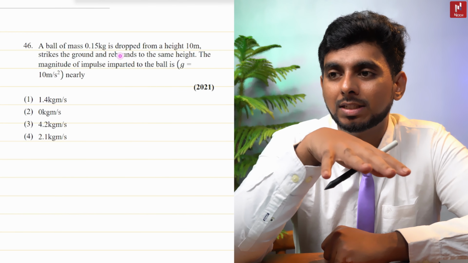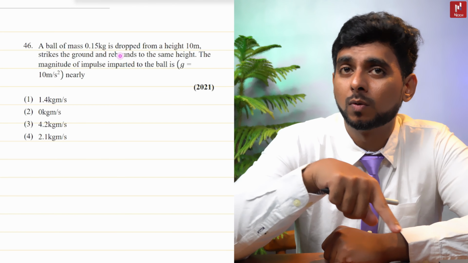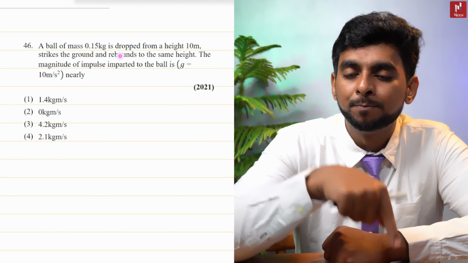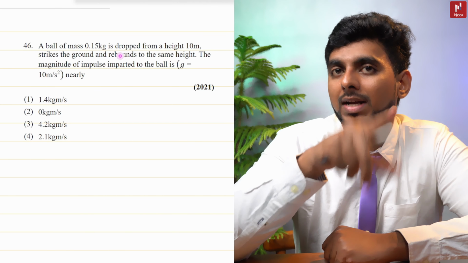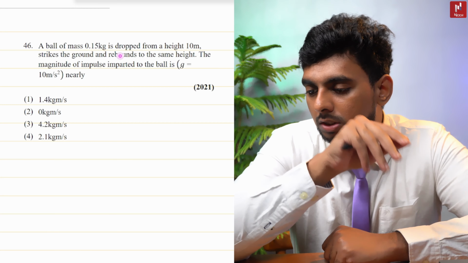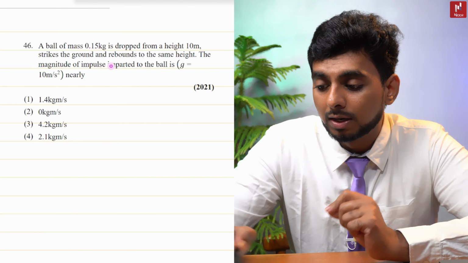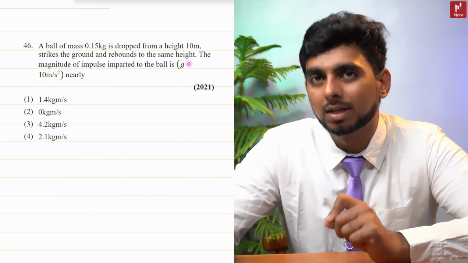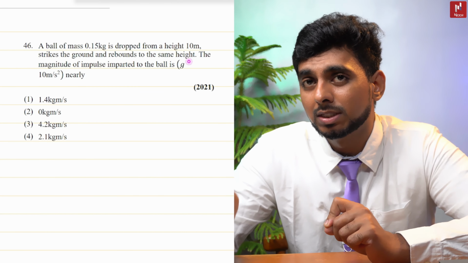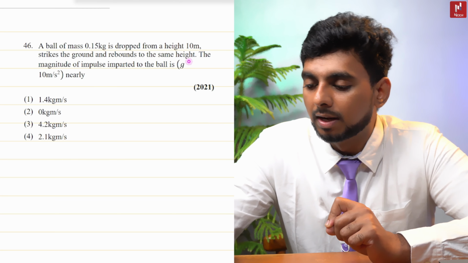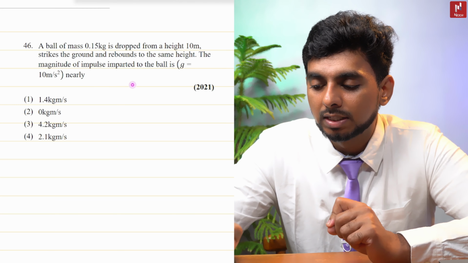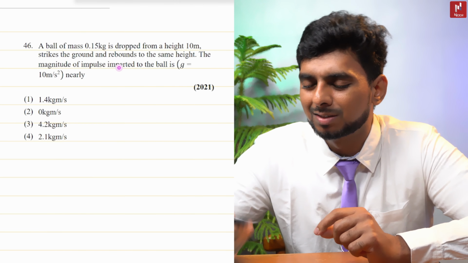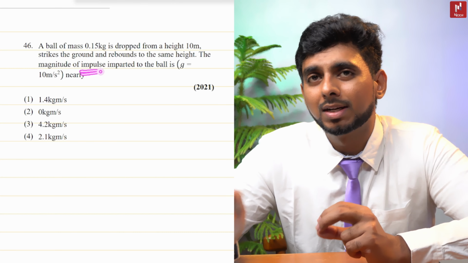If there was any energy lost, then the rebound velocity would be less when compared to the velocity with which it hit. If that was the case, it wouldn't be able to reach the height from where it got dropped. So it is pretty obvious: it strikes the ground and rebounds to the same height, which means the rebounding speed is the same as the velocity with which it hits the ground. Okay, it should be clear. What they're asking us to find is the magnitude of impulse imparted to the ball. So what they're asking is the change in momentum, which they have given as impulse because the time interval is very short.